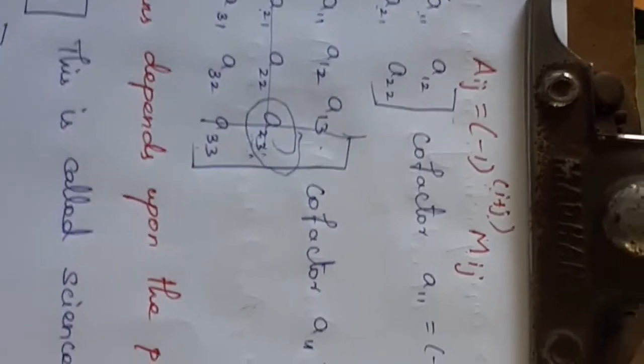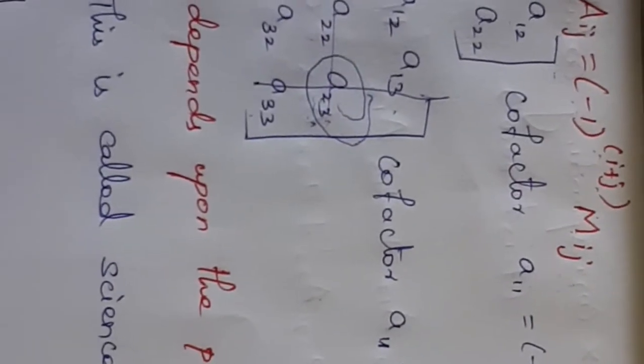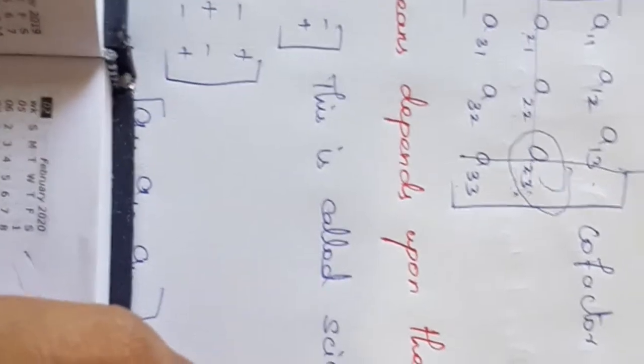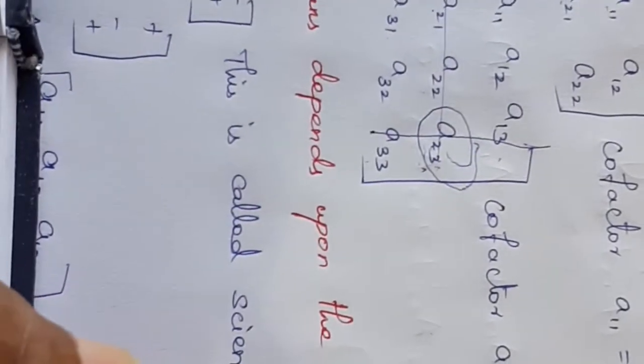This is a 3 into 3 matrix form, so most of the students will struggle. If you feel very much struggle with the cofactor form, then we have to apply an alternative method, the signs conversion form. Sign depends upon the position.